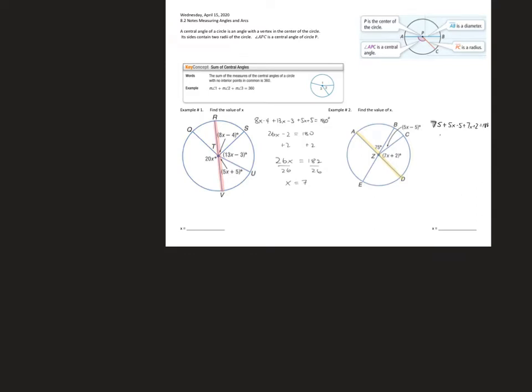5x and 7x is 12x. 75 minus 5 is 70. 70 plus 2 is plus 72. That equals 180. That means 12x will equal 108 when I subtract the 72 from both sides. So 108 divided by 12 gives me that x is 9.